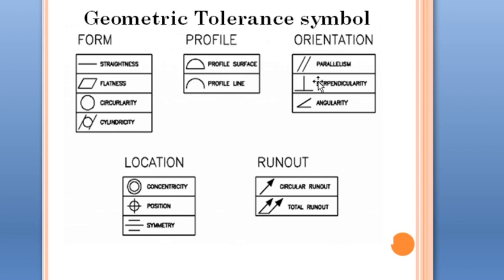This one is parallelism, perpendicularity, and this one angularity. Then location: concentricity, position. Here symmetry. Symmetrical means like this. Position, concentricity: circles with the same center point, concentric circles. Here runout: circular runout is indicated by one single upward arrow. Two upward arrows indicate total runout.